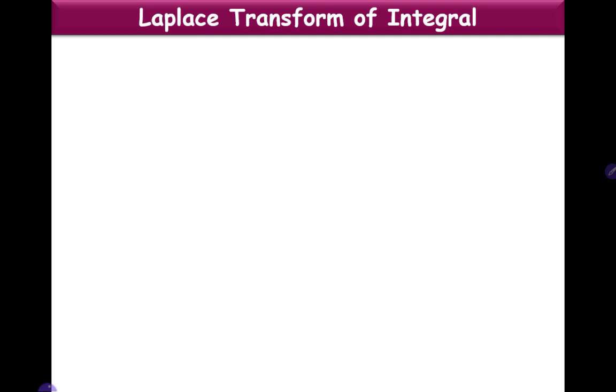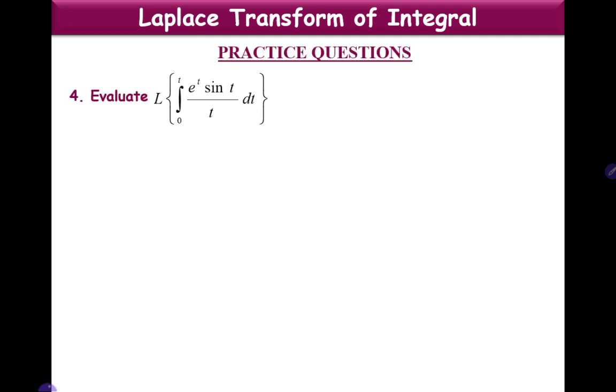So you practice these questions. Evaluate the Laplace transform of the integral from 0 to t of e power t sin t by t. So first you have to apply the property Laplace transform of integral, then the first shift property because you have e power t here, then f of t by t. So totally you need to apply 3 properties here.